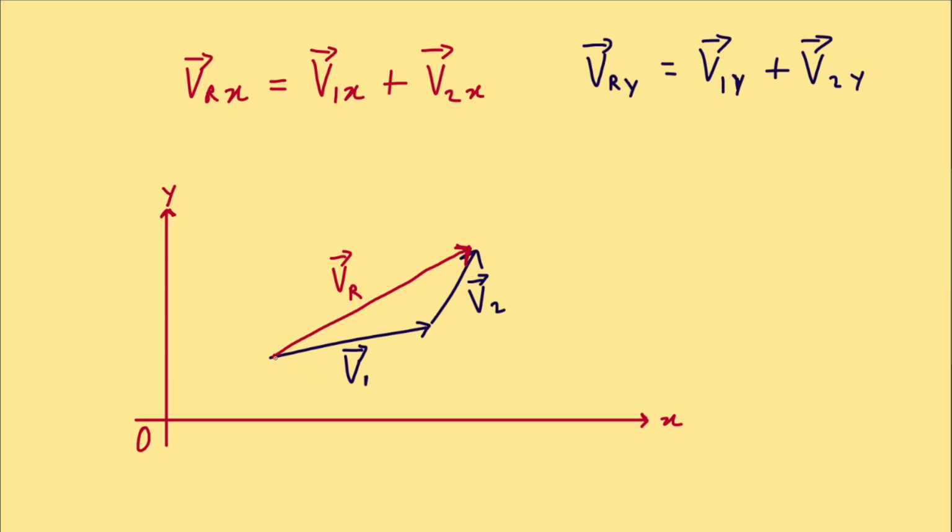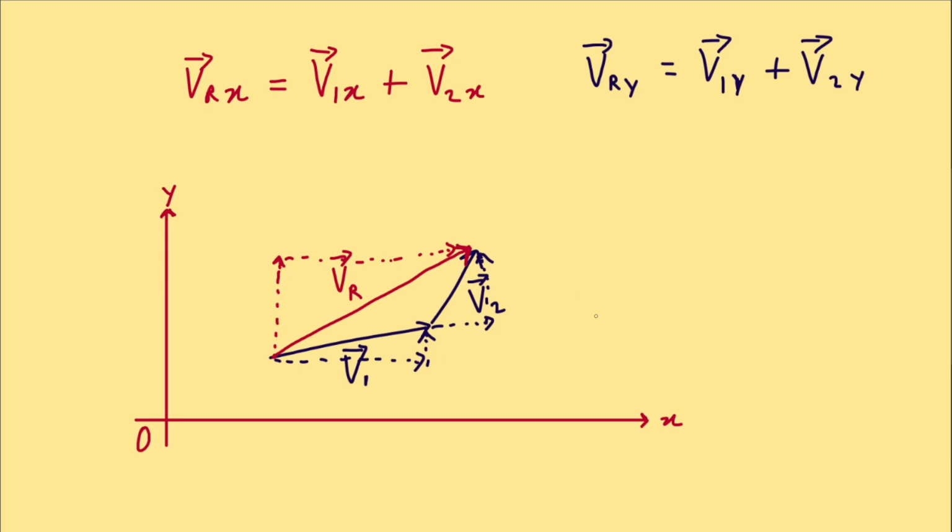So let's use that. This is the x component and the y component of vector 1. This is the x component and the y component of vector 2. This is the x and y components of the resultant vector. That means this vector here plus this vector here equals the length of this vector here. Same with the y. This one here plus this one here equals the length of this one here.